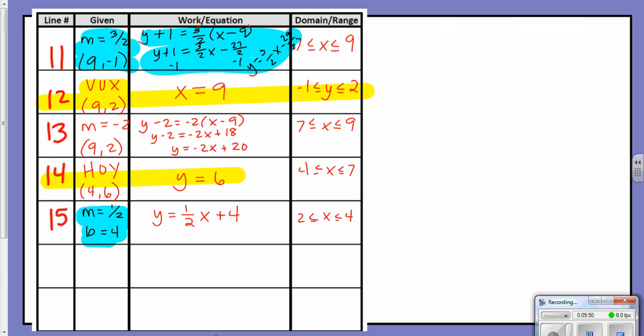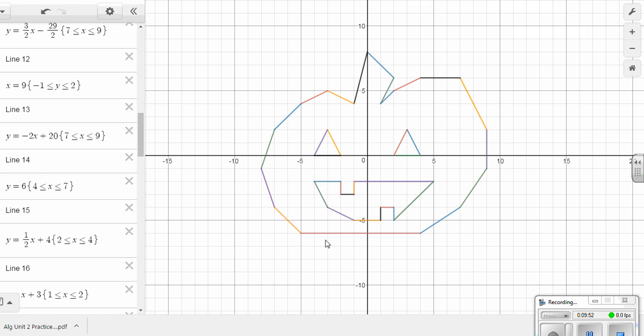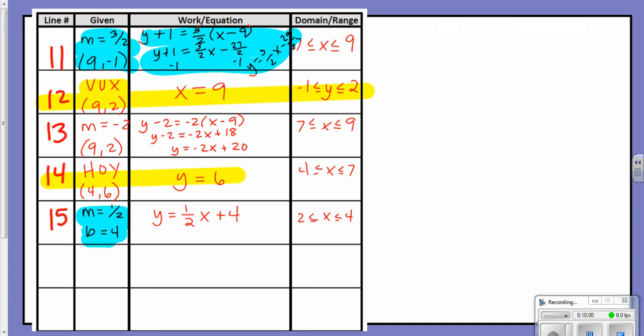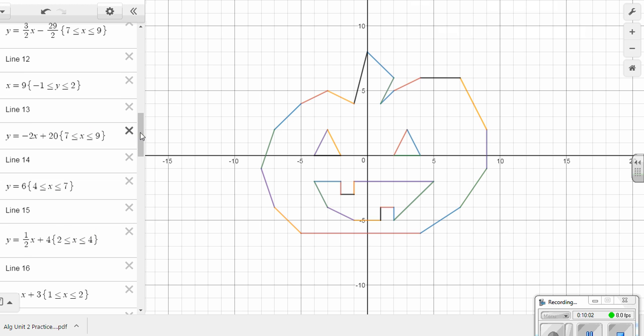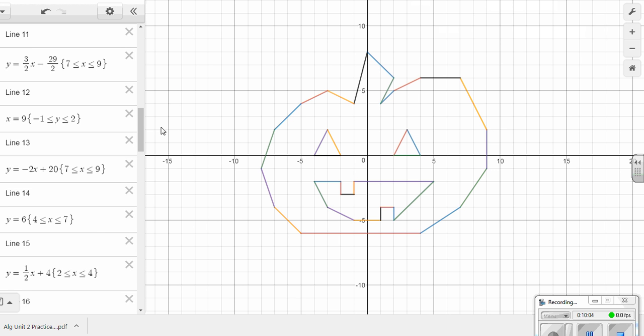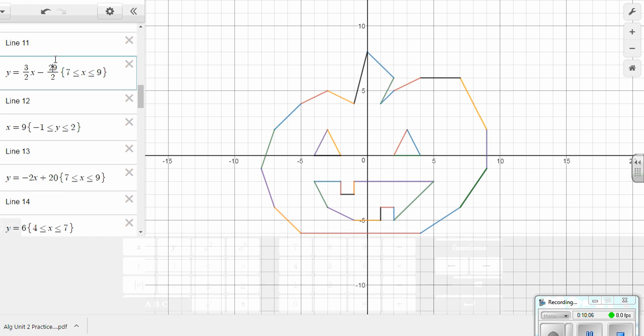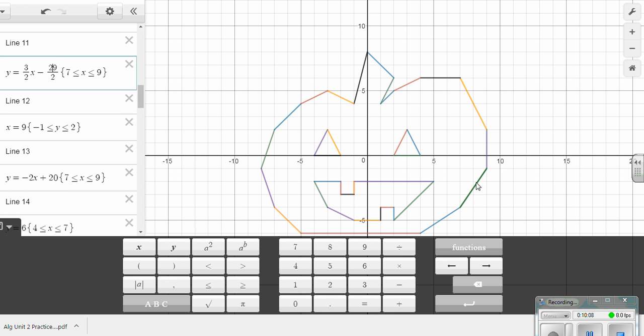Okay, so as I mentioned before, this aligns with my jack-o'-lantern that I created because it was Halloween yesterday. And I was showing you lines 11 through 15. So here are lines 11 through 15 in my project, okay? Line 11 is this dark green line down here, and this is the one that's 3/2 and blah, blah, blah, right? Well, I have mentioned you have to have all three forms in Desmos, right?